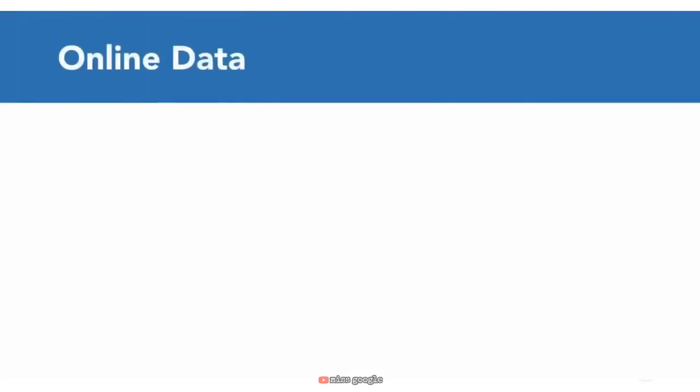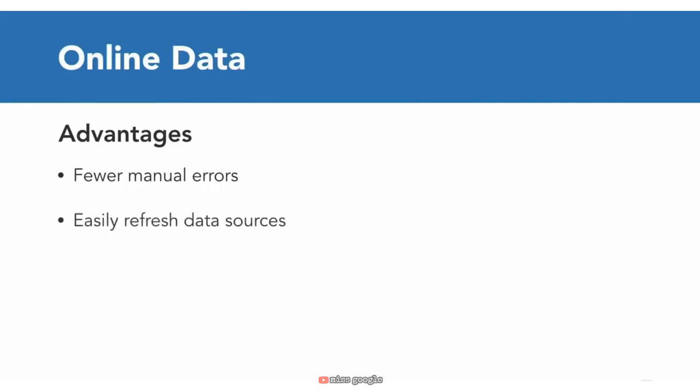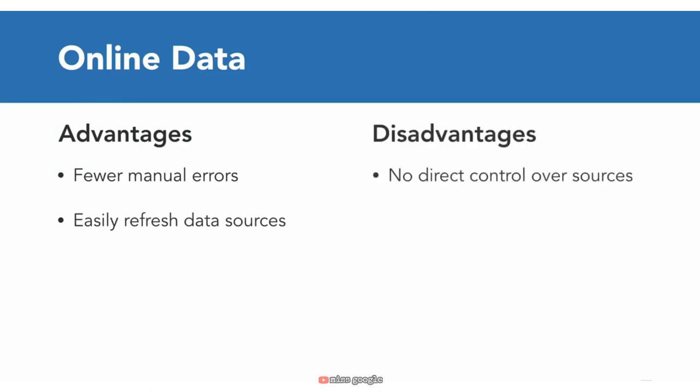We have access to vast online libraries of free public data. We can download this data manually, but web connections eliminate the potential for manual errors and allow us to easily refresh data sources. Tread carefully, though, because we do not have direct control over even established external data sources, which could move, delete, or change the format of the data without our knowledge.